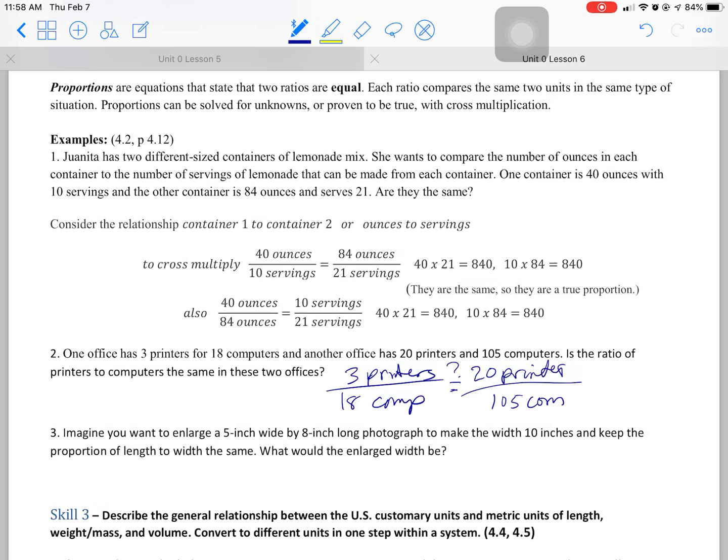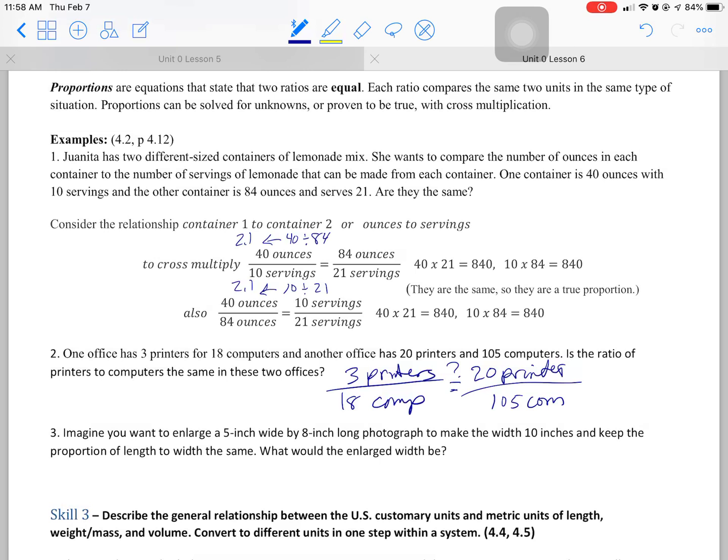Up here, how did we go from like this to this? We were talking about the fact that you didn't have to cross multiply. So 84 divided by 40 is 2.1. And 21 divided by 10, sorry for writing it backwards if that's weird, is also 2.1. So that's enough to tell you that they are proportions.